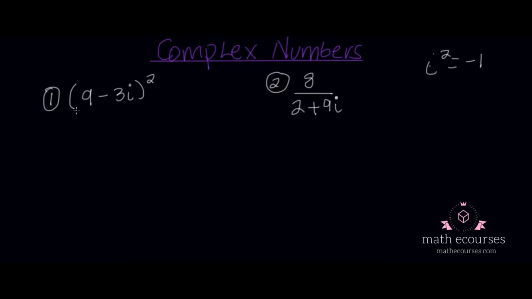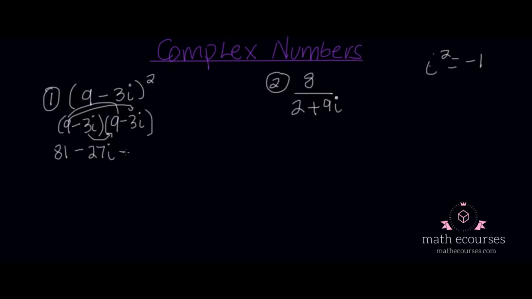So for the first example, we have (9 minus 3i) squared. That's the same thing as saying (9 minus 3i) times (9 minus 3i). I'm going to go ahead and multiply this out by FOILing. So I'm going to multiply the first two: 9 times 9 is 81, and then 9 times -3i is -27i.